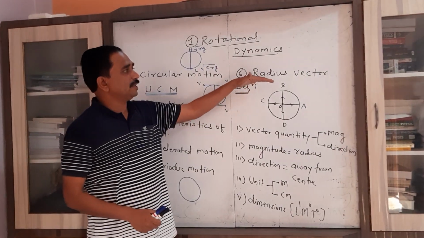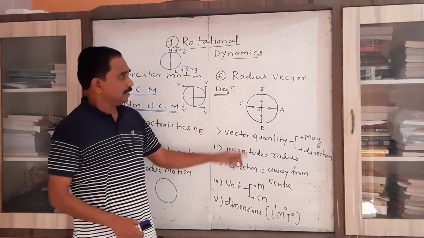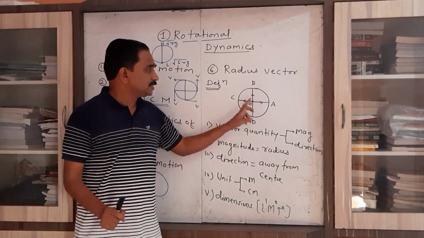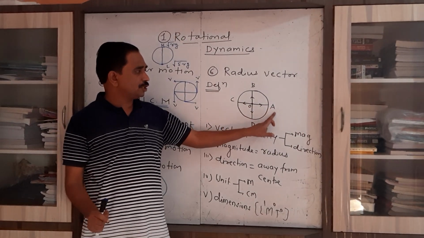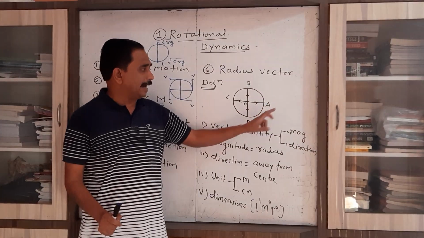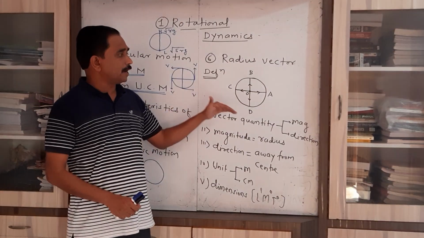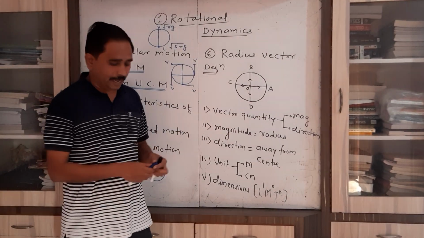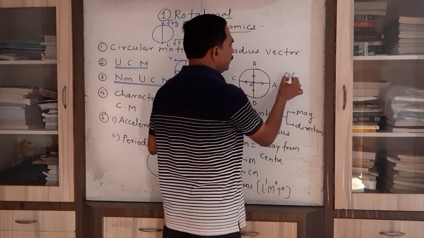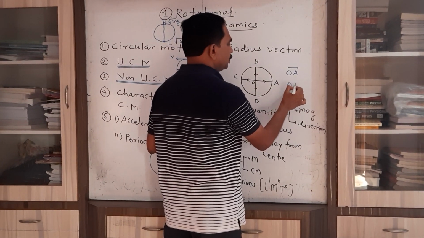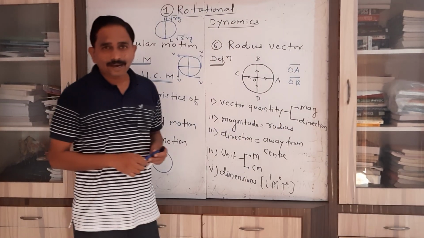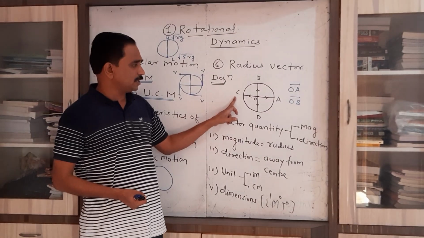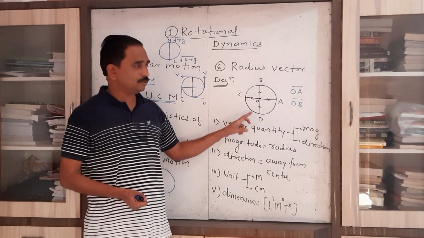Then we saw the radius vector, that is, the vector drawn from the center of the circle to the position of the particle at that instant, called a radius vector. That is, for position A, OA is a radius vector. For position B, OB is a radius vector. Similarly, for position C, it is OC. For position D, it is OD.